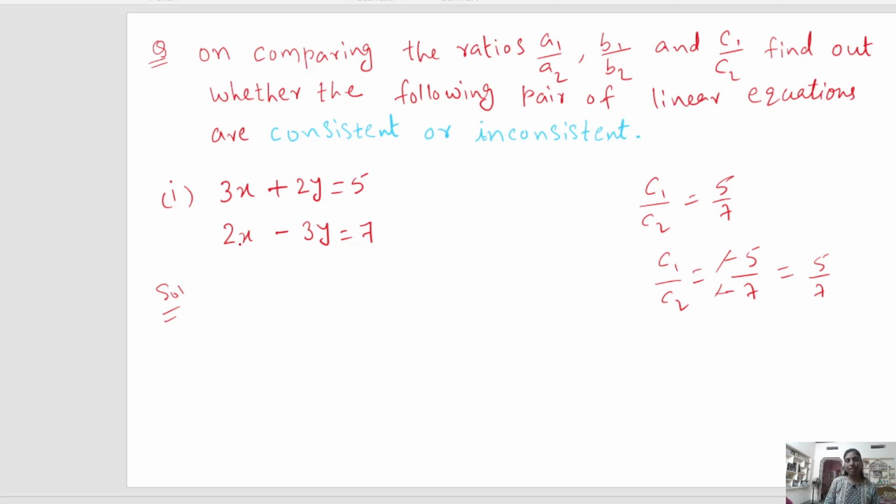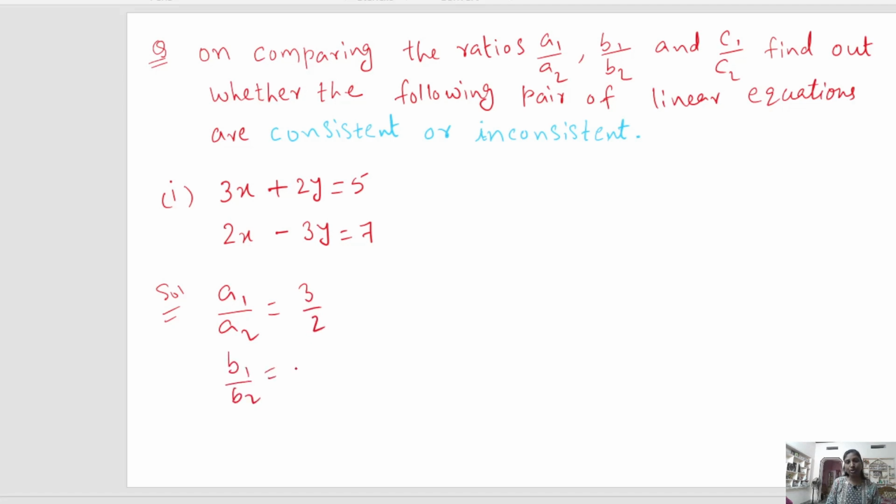So now we will write the coefficients. Let me erase this. Now here, directly we will find a1 by a2, which is equal to 3 by 2, and b1 by b2, which is equal to 2 by minus 3, in standard form minus 2 by 3, and c1 by c2, which is equal to 5 by 7.